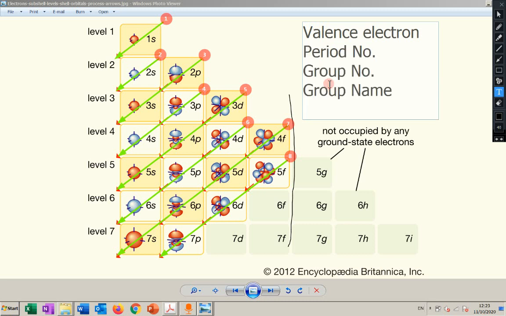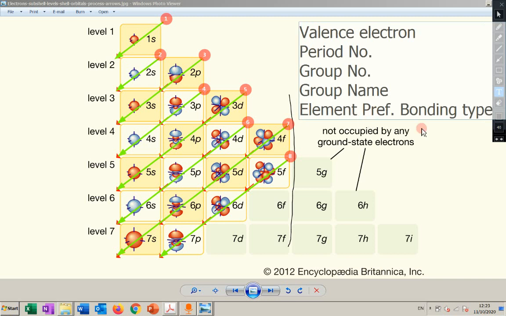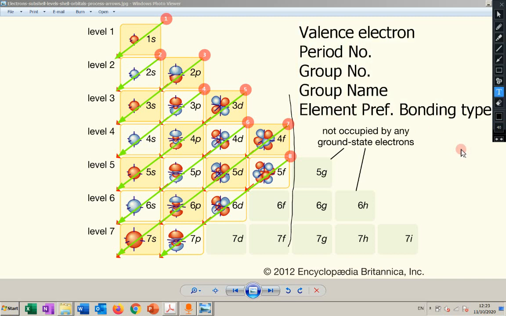Then we're going to get the element's preferable bonding type. Relative bonding type. So basically by doing electron configuration we can gather this information just by looking at the electron configuration. We can know valence electron. What is valence electron? We will explain, or maybe you already know it. Period number, group name, and the element's preferable bonding type.